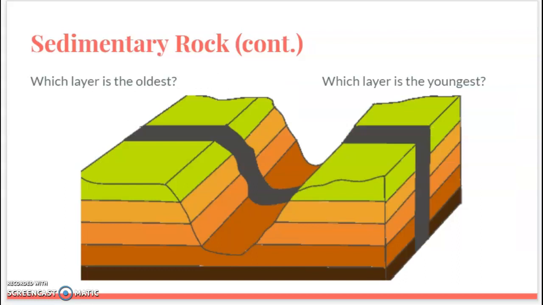So take a minute on your own when you're looking at this picture, thinking about the law of superposition. Which color rock layer would you say is the oldest, and which would you say is the youngest? If we think back to law of superposition, oldest is on the bottom, so this dark brown layer would be the oldest. Youngest is on top, so this lime green layer would be the youngest.